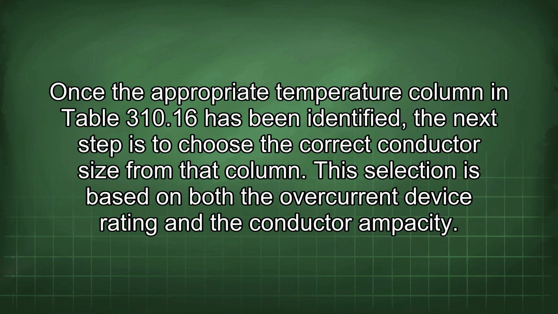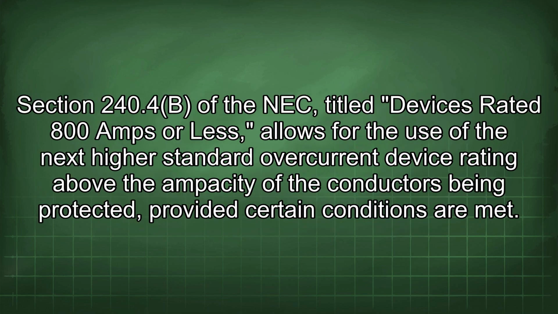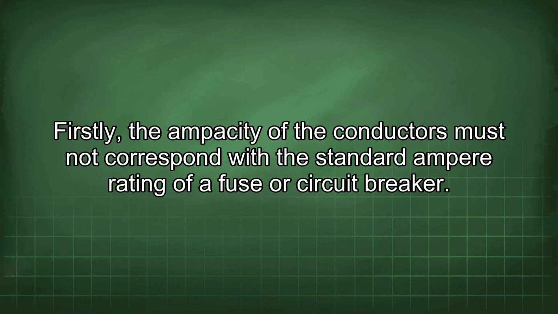Once the appropriate temperature column in Table 310.16 has been identified, the next step is to choose the correct conductor size from that column. This selection is based on both the overcurrent device rating and the conductor ampacity. Section 240.4(B) of the NEC, titled Devices Rated 800 Amps or Less, allows for the use of the next highest standard overcurrent device rating above the ampacity of the conductors being protected, provided certain conditions are met. Firstly, the ampacity of the conductors must not correspond with the standard ampere rating of a fuse or circuit breaker.